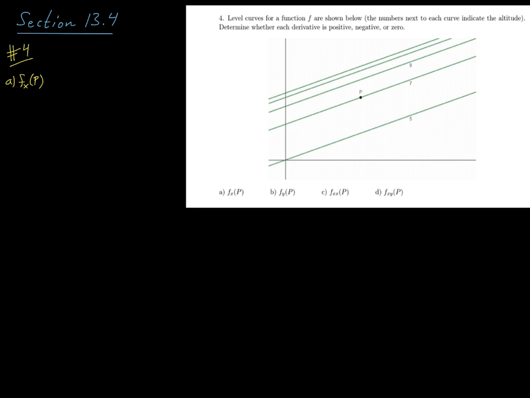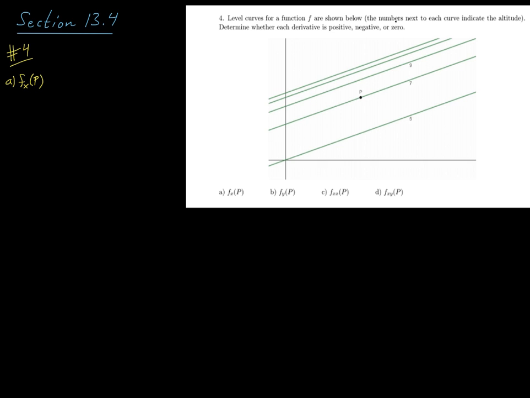All right, in this next video in section 13.4, we're going to look at problem number 4. This question says, level curves for a function f are shown below. The numbers next to each curve indicate the altitude. Determine whether each derivative is positive, negative, or 0.